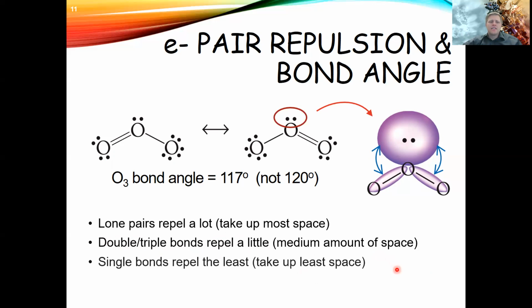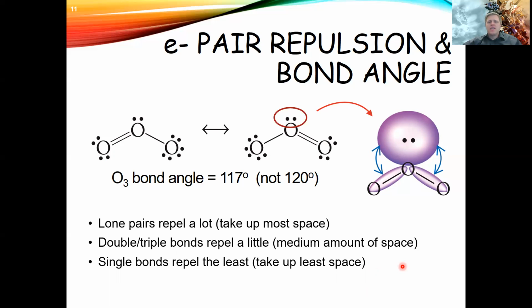And then last on this hierarchy is the single bonds. These repel the least, so they take up the least amount of space. So if you just have 4 single bonds, no electron pairs, then you can basically think of it as just everything getting as far away from each other as possible.